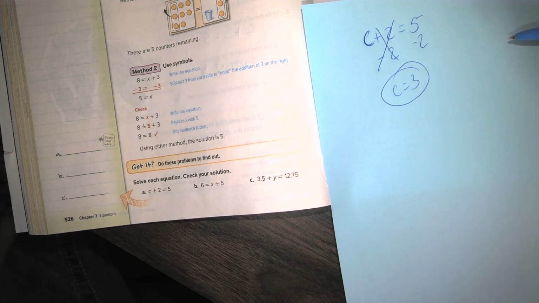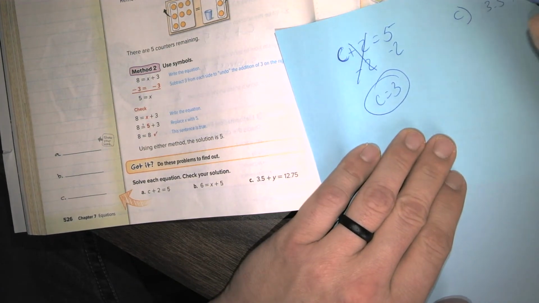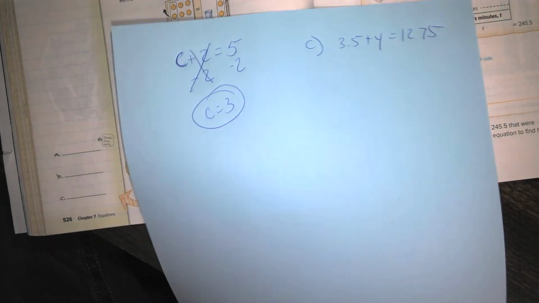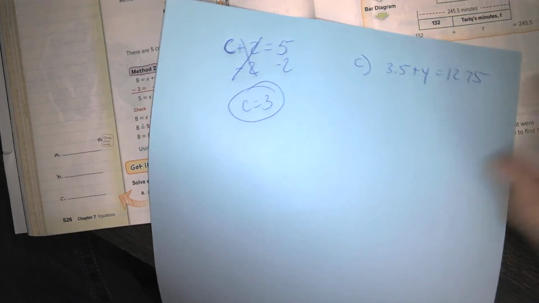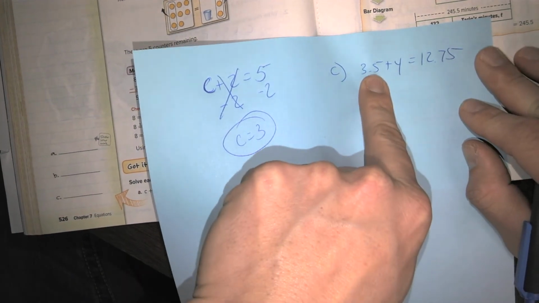Every time. What if I already know in my head? You always do the opposite. You're not always going to be able to. So like letter C here, 3.5 plus y equals 12.75. Doesn't matter. Still just solving for y. So how do I get rid of that 3.5? What do we have to do?